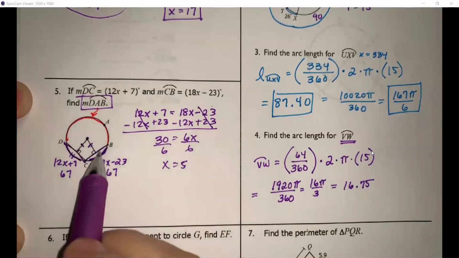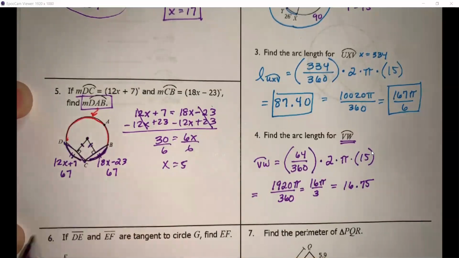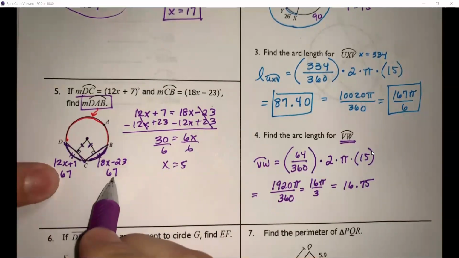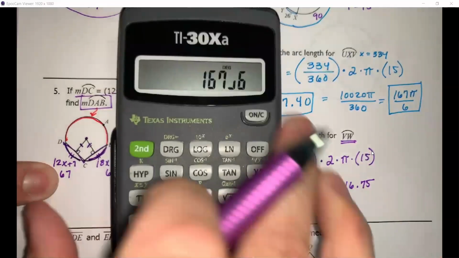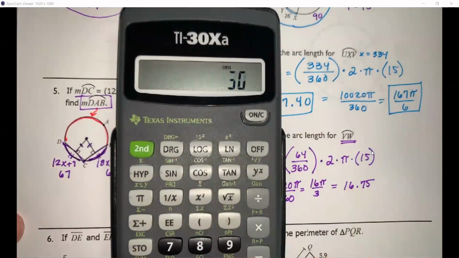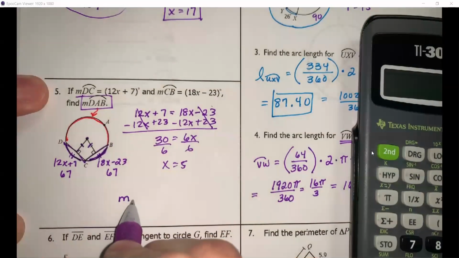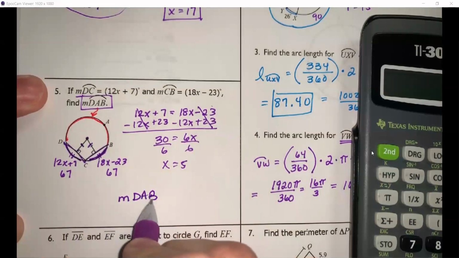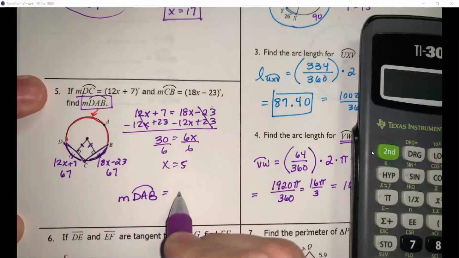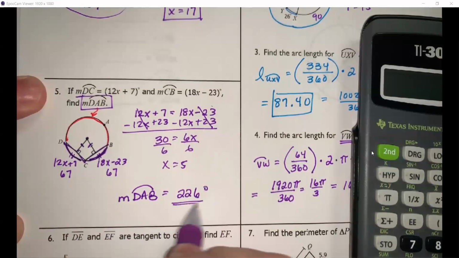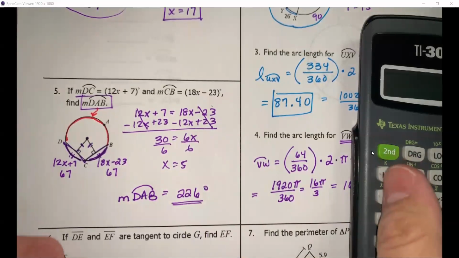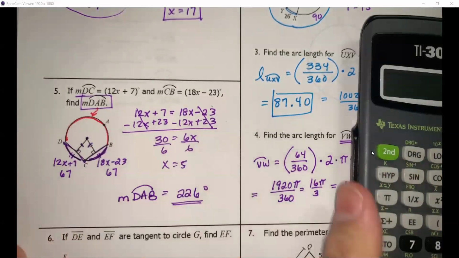So again, you know that an entire circle is 360 degrees. If I subtract those two angles from 360, that gives me my answer. So 360 minus 67 minus another 67 would give me 226. So the measure of arc DAB is equal to 226 degrees. Please try not to mess that up on the test, and make sure you read the directions carefully.